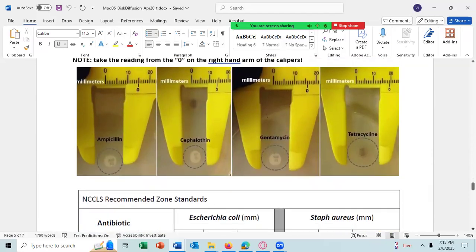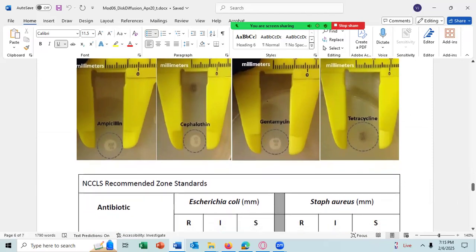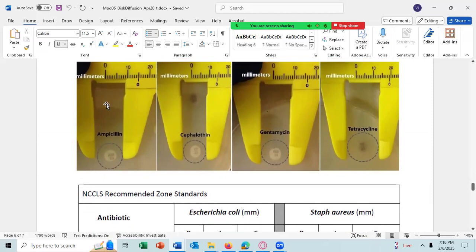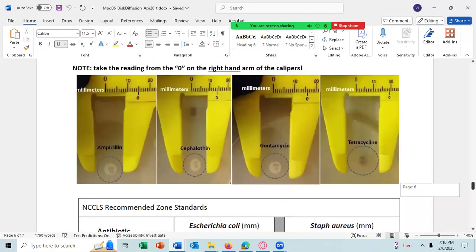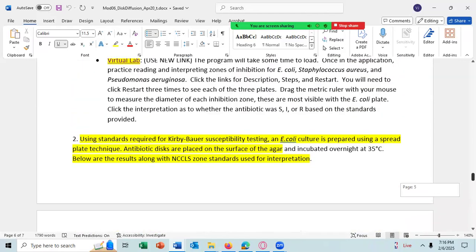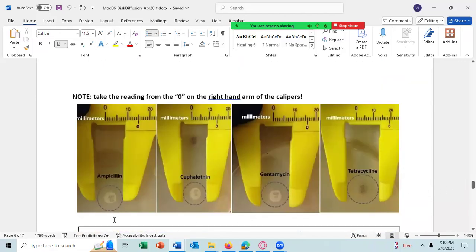And then the diameter of the zone of inhibition using calipers. Let's go right there. There's the caliper, the zone of inhibition. And then the table for the NCCLS, the measurement for resistance, the measurement for sensitive, and then the measurement for intermediate. We're not going to use Staphylococcus aureus, but we are using E. coli. All right, can somebody tell me the size of the zone of inhibition for ampicillin?